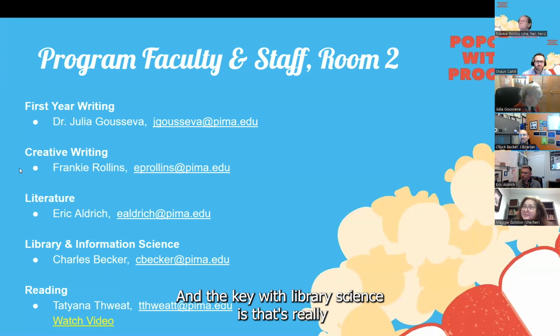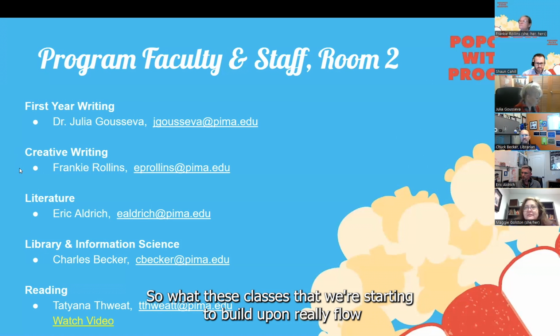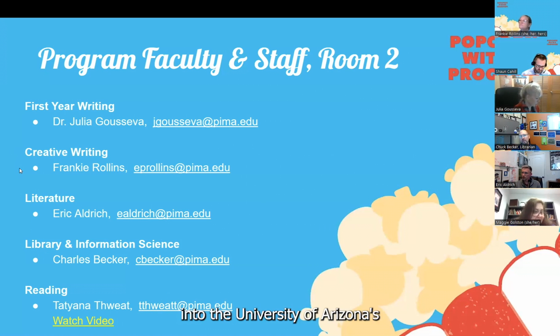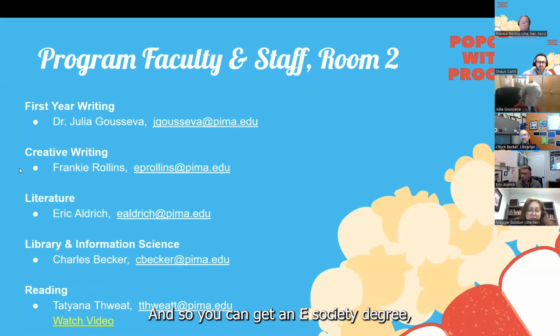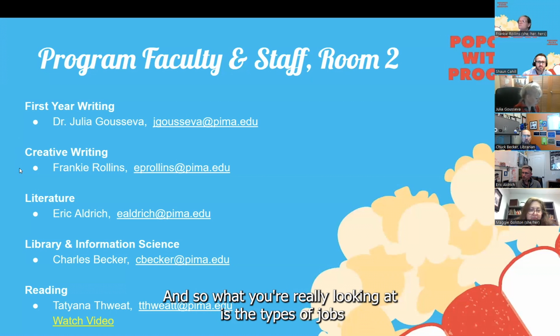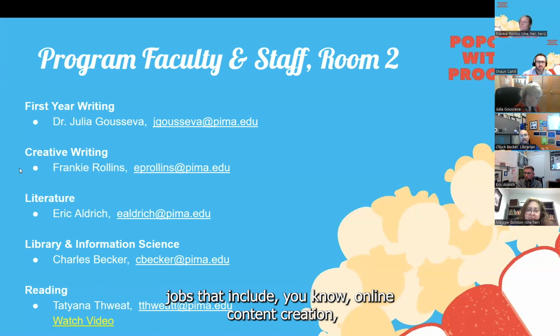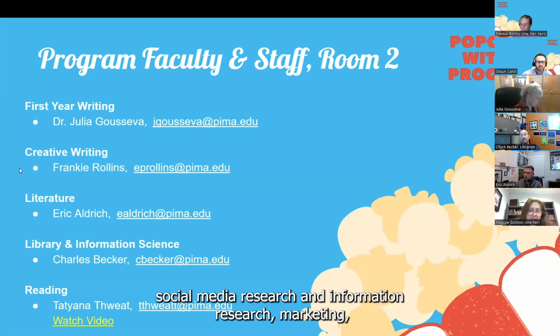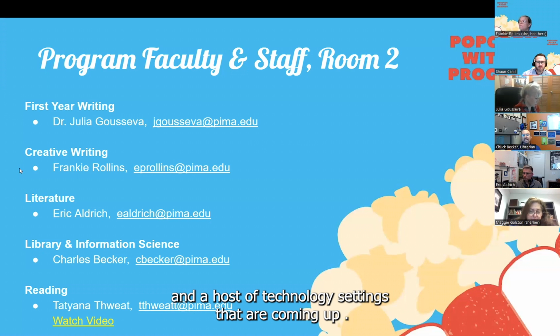And the key with library science is that it's really a small subsection of the information sciences in general. So what these classes that we're starting to build at Pima really flow into are the University of Arizona's College of Social and Behavioral Sciences School of Information classes. And so you can get an e-society degree, you can get an informatics degree, you can get a data analysis degree. And so what you're really looking at is the types of jobs that people are flowing into in the 21st century. Jobs that include online content creation, social media research and information research, marketing, a lot of marketing, to tell you the truth, digital marketing, and a host of technology settings that are coming up.